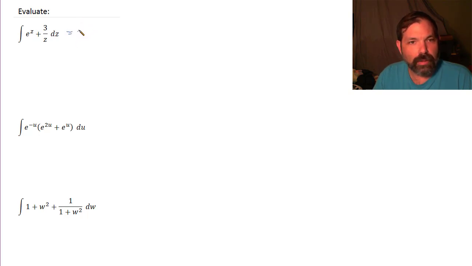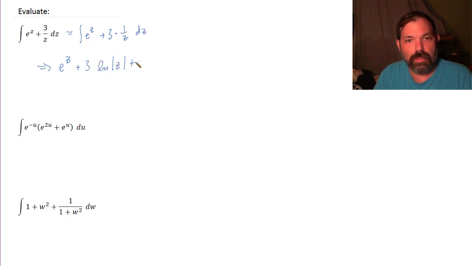I can think of this as the integral of e to the z plus 3 times 1 over z dz. The antiderivative of e to the z is easy. It's e to the z. The antiderivative of 1 over z is the natural log of the absolute value of z. So then this becomes e to the z plus 3 natural log absolute z plus a constant.